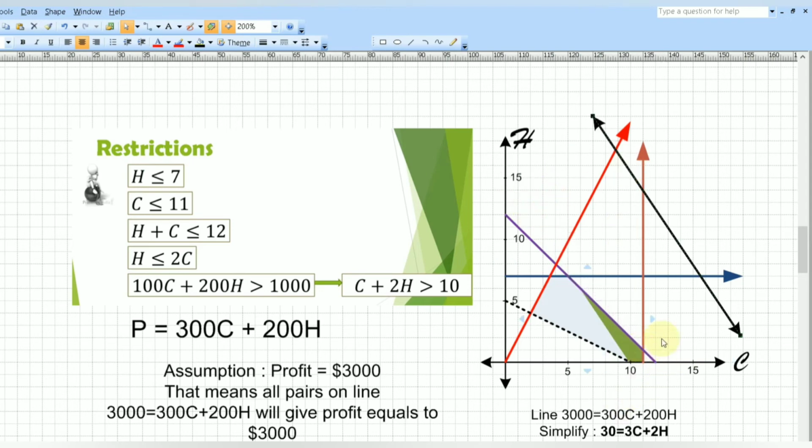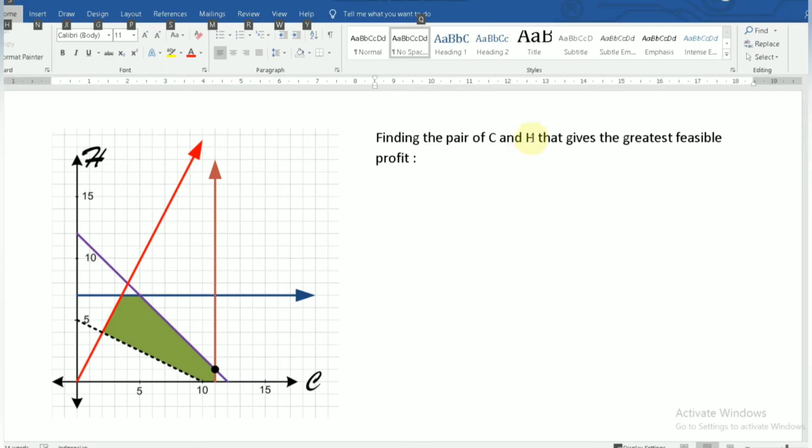So let's continue to find it by calculation. Let's find exactly what the pair is that we are looking for. We just cannot assume from the graph. I want to really know exactly which pair gives us the greatest feasible profit by using calculation. And we know that this pair is the intersection between this vertical line and this purple line. So how to find it?